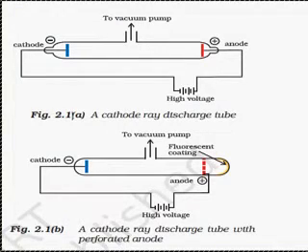In mid 1850s, many scientists, mainly Faraday, began to study electrical discharge in partially evacuated tubes known as cathode ray discharge tubes. Now, a cathode ray discharge tube is made up of a glass containing two thin pieces of metal. They are known as electrodes. One is cathode and the second one is anode.